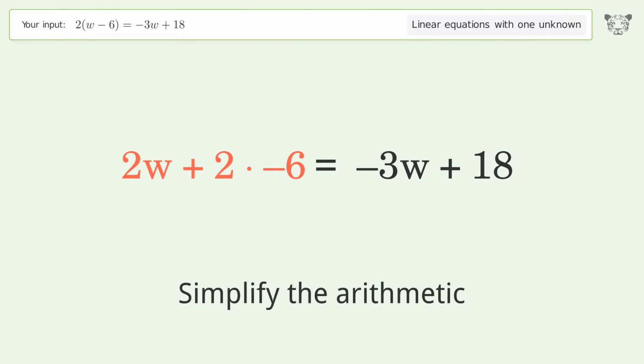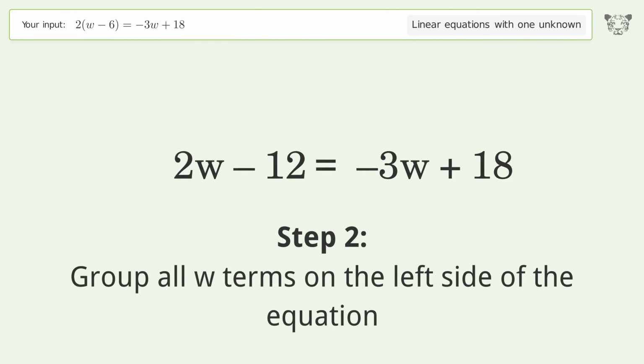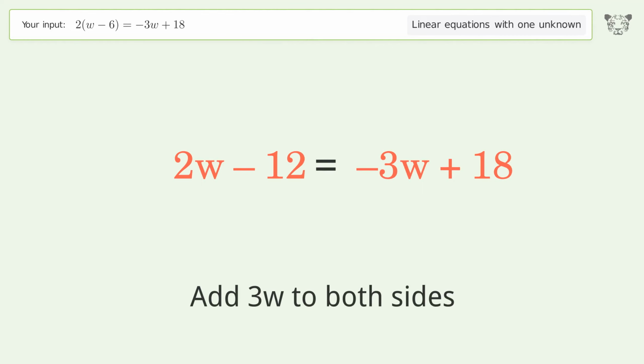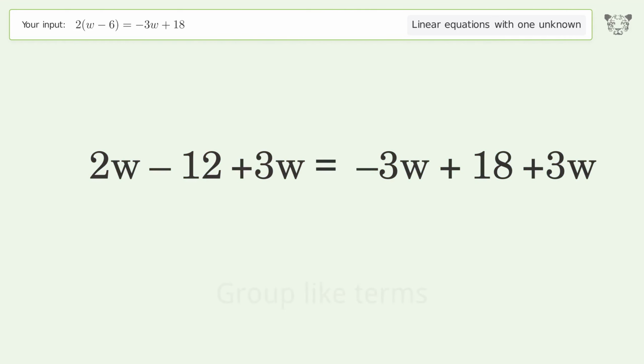Simplify the arithmetic. Group all w terms on the left side of the equation. Add 3w to both sides. Group like terms.